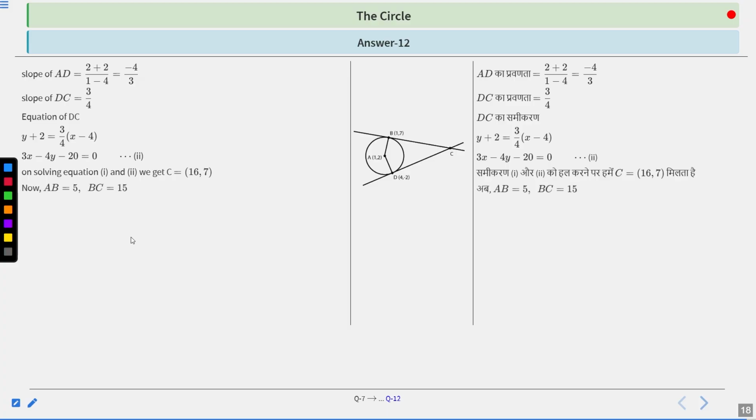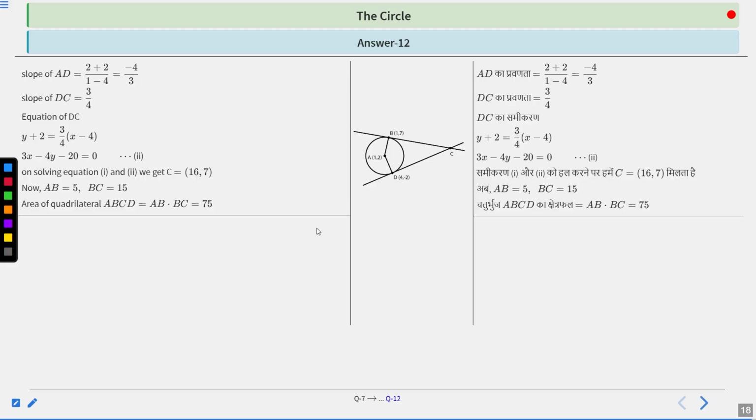Now, AB is equal to 5 and BC is equal to 15, because the coordinates of A, B, C and D are given. Therefore, the area of quadrilateral ABCD is AB into BC, which is 75, right? Got it? So the answer will be area of quadrilateral equal to 75 square units.